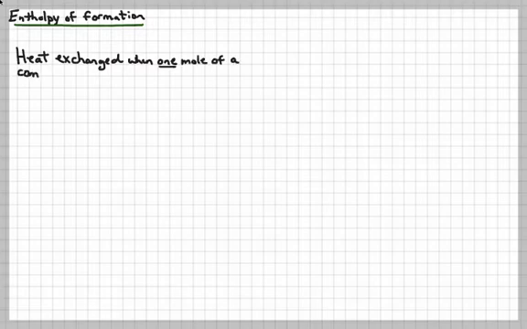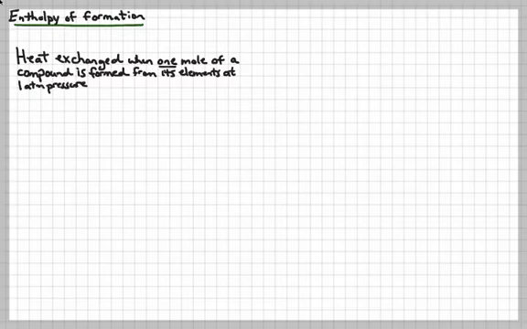In this section, your book covers the enthalpy of formation. Let's define that. Enthalpy of formation is the heat exchanged when 1 mole of a compound is formed from its elements at 1 atmosphere of pressure. So what do we mean by formed from its elements at 1 atmosphere of pressure?